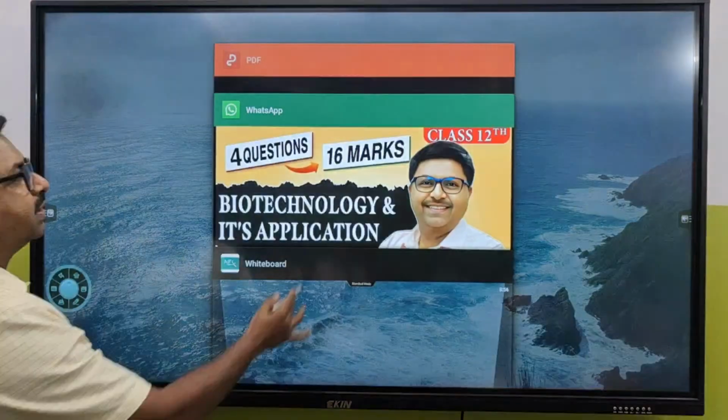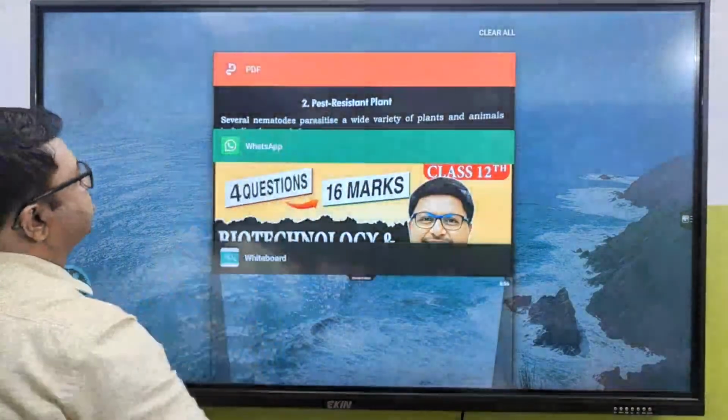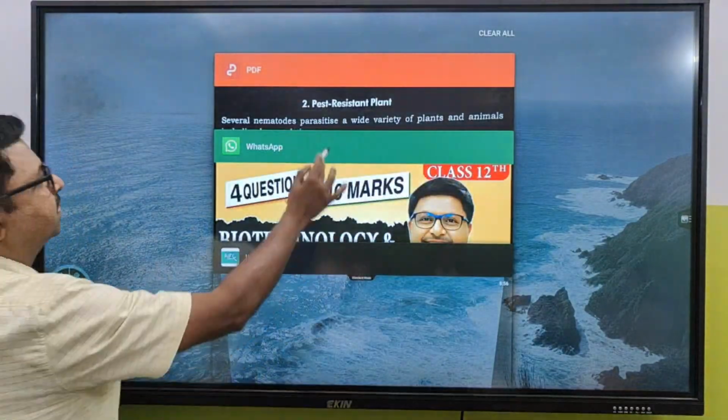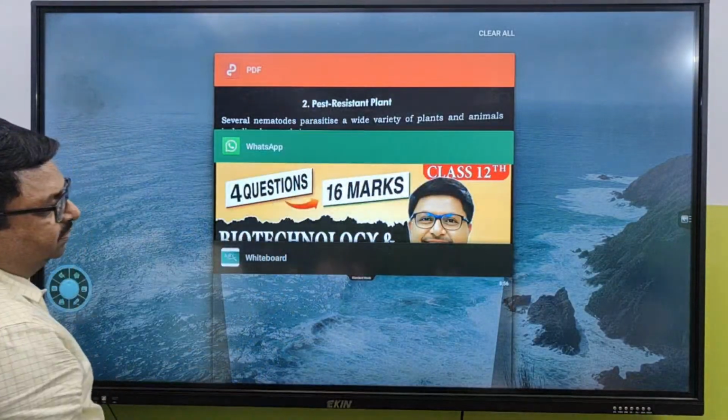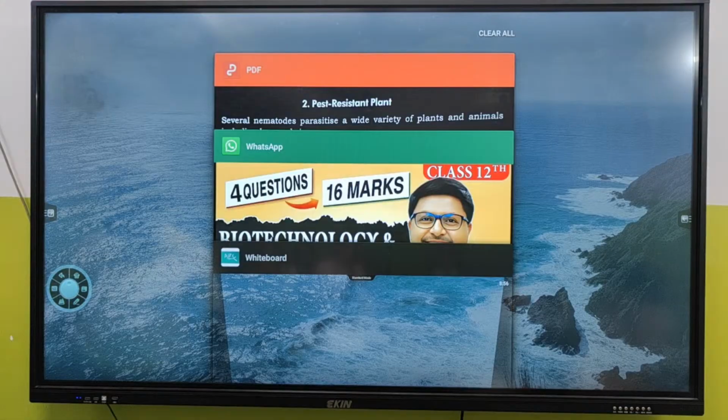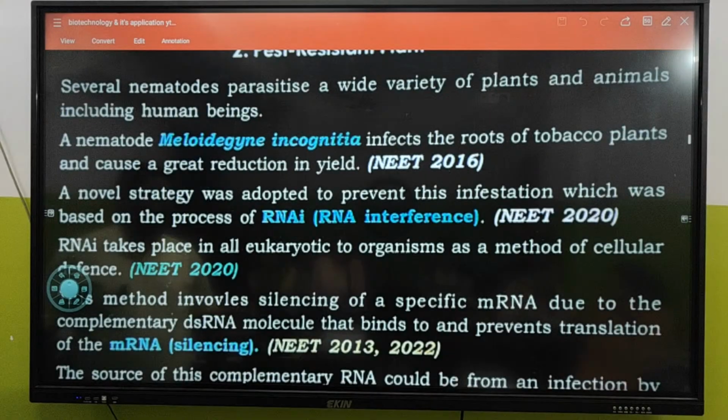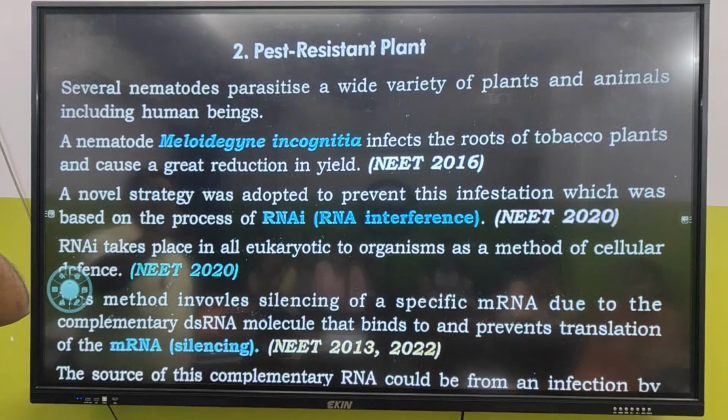Is this clear? Let's find out over here what your book has to say about pest-resistant plants. Any issues with this? Come on. Any issues? बोलो समझ में आ गया? Yes. देखो इधर. Pest-resistant plants.